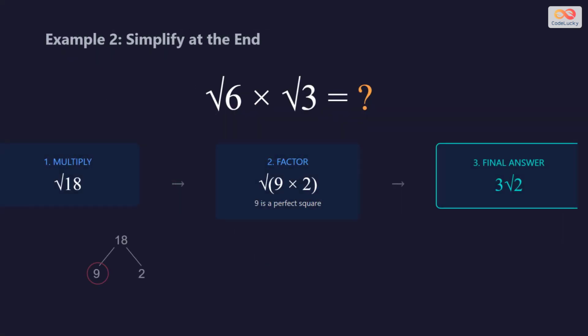What if the result is not a perfect square? Consider the square root of 6 times the square root of 3. Multiplying 6 and 3 gives us the square root of 18. 18 is not a perfect square, but it has a factor of 9, which is. So we rewrite 18 as 9 times 2. The square root of 9 is 3, so our simplified answer is 3 times the square root of 2.